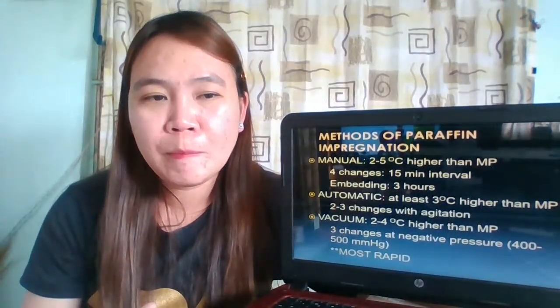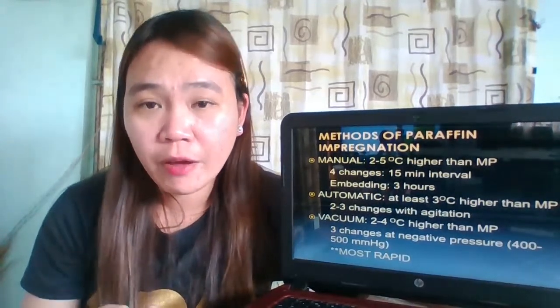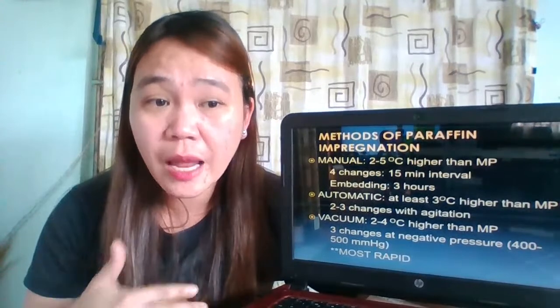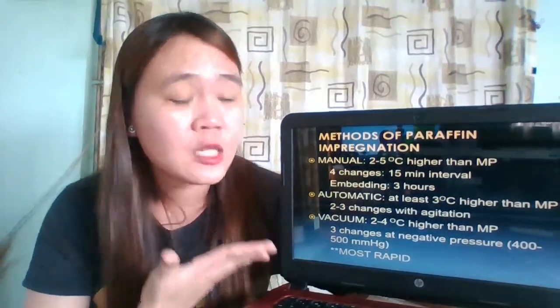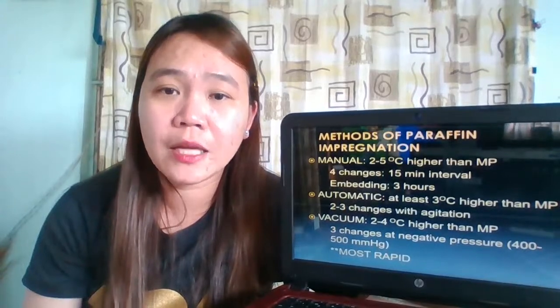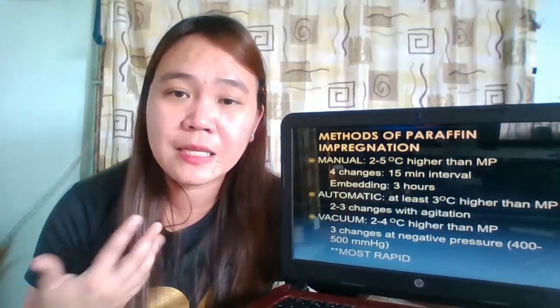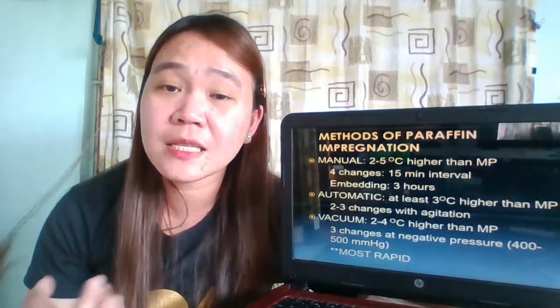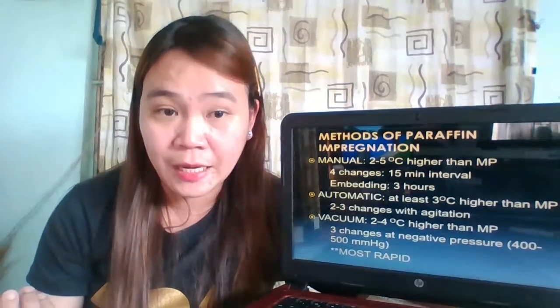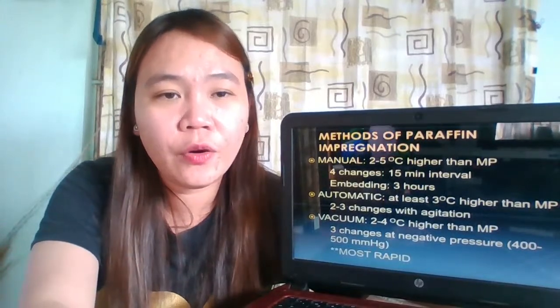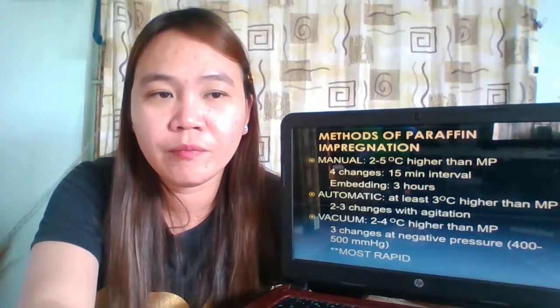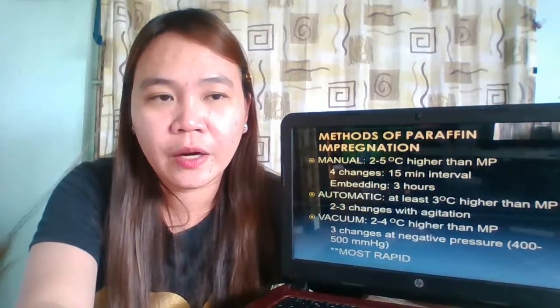But since in your vacuum method the time is already reduced, you can use this specific method for dense and fibrous tissues. Another, your vacuum method can also be utilized for delicate tissue samples. Examples of delicate tissue samples are lungs, eyes, and your spleen. Okay, yan. So those are the applications of your vacuum method. So we are done.